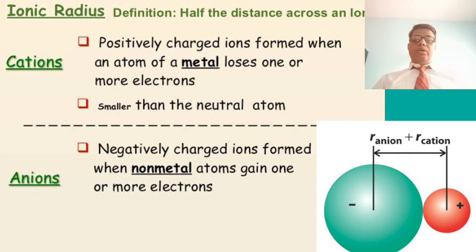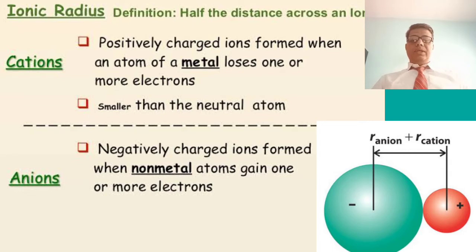So what are the trends across a period and down a group? It is the same as the previous physical property, atomic radius. So we see in detail. Across a period, ionic radii go on decreasing and down a group they go on increasing. How is it? Simply the reason for it.